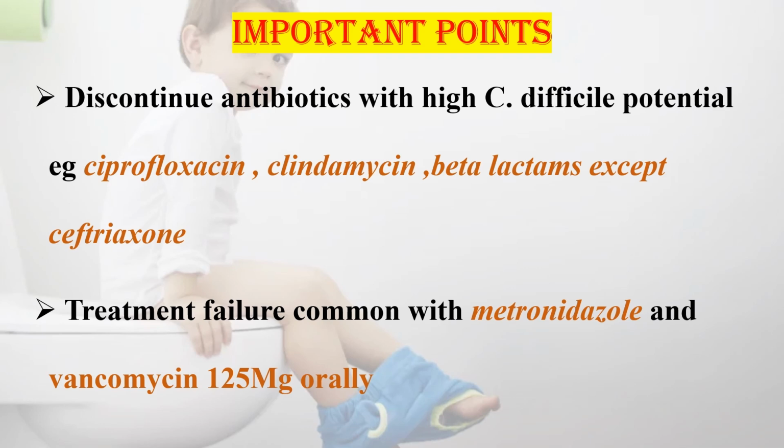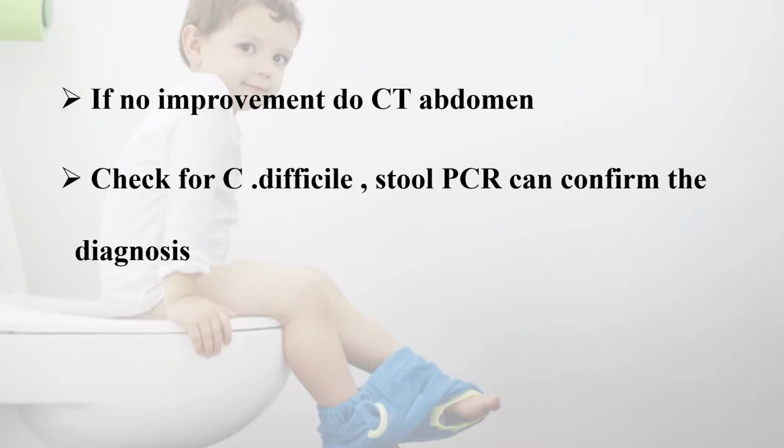Important points: discontinue antibiotics with high Clostridium difficile potential, for example ciprofloxacin, clindamycin, beta-lactams, except ceftriaxone. Treatment failure is common with metronidazole and vancomycin. If no improvement, do a CT abdomen. Check for Clostridium difficile. Stool PCR can confirm the diagnosis.